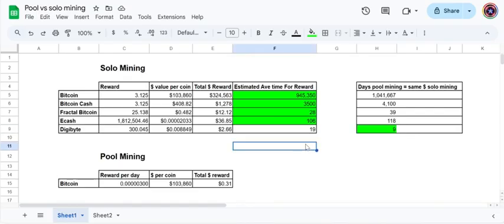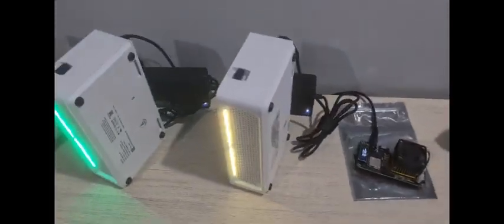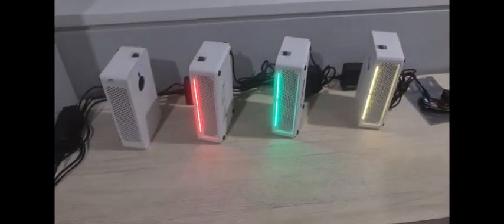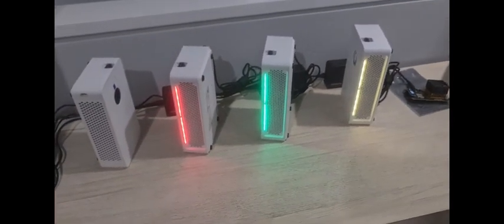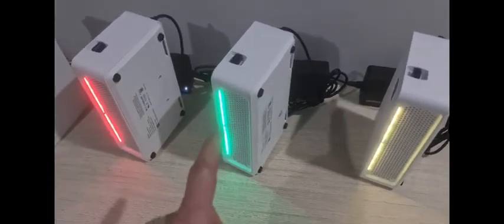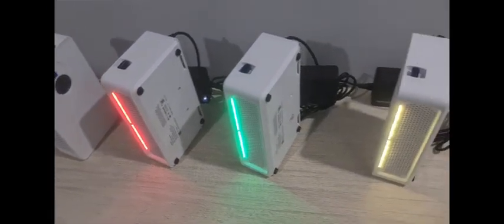But yeah, that's my results so far. And I reckon solo mining is definitely the way to go. So if you've got the Canaan Avalons here, I would be looking at solo mining, pretty much for me, Ecash or Fractal Bitcoin, because you are going to get one of them within a month or two. And I reckon that's the best result when you're mining with these bad boys.